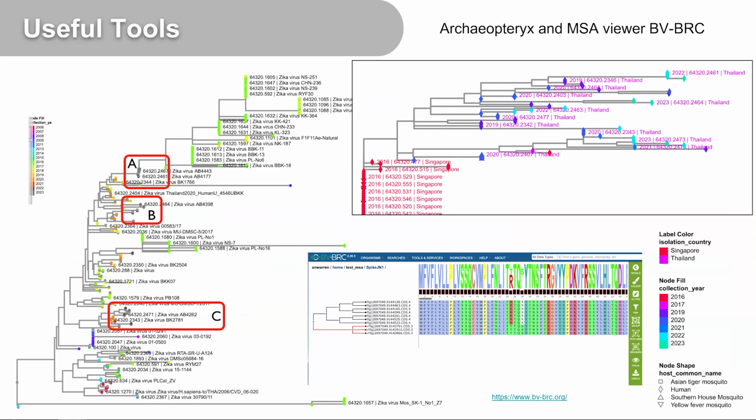Okay, so now I've covered some spectrum of hierarchical organizational schemes. I'm going to talk about a few different useful tools. It's an impossible task to characterize the universe of tools and visualizations available to us, so this is just a smattering, so that I can fulfill my duty. So useful tools: Archaeopteryx and the MSA viewer in BV-BRC.